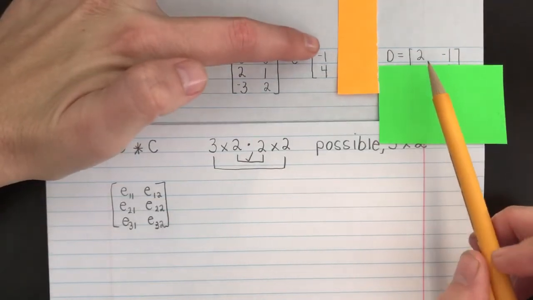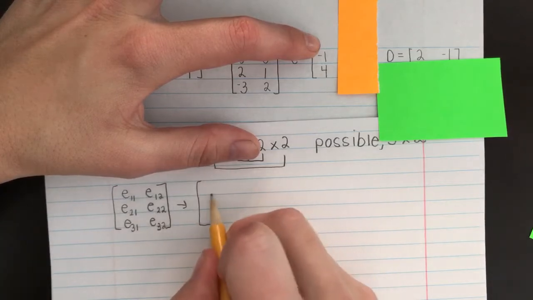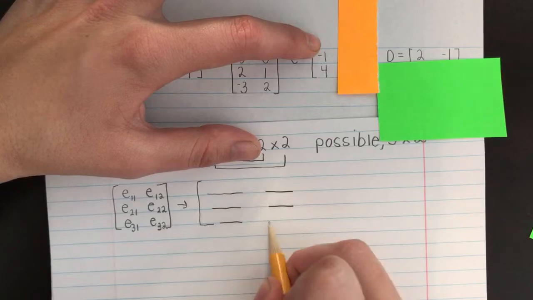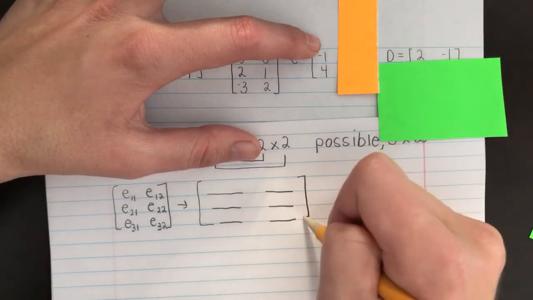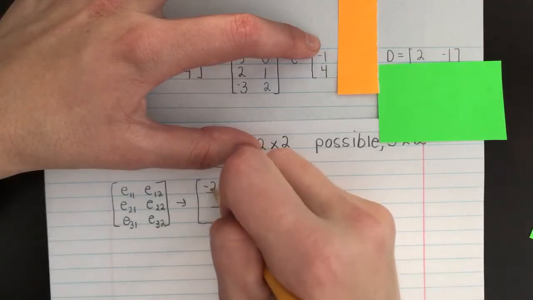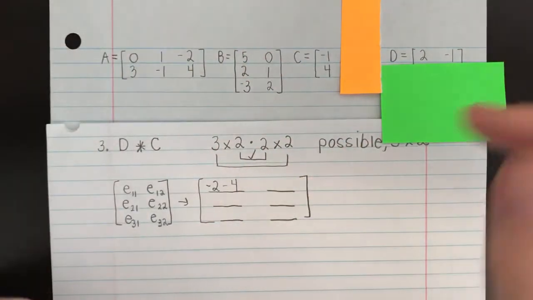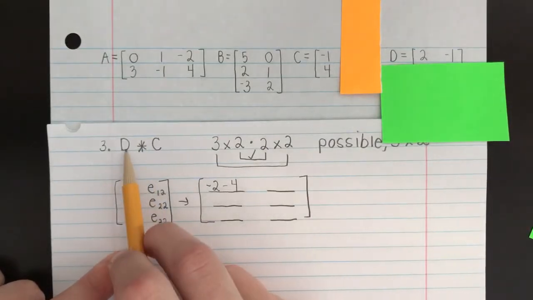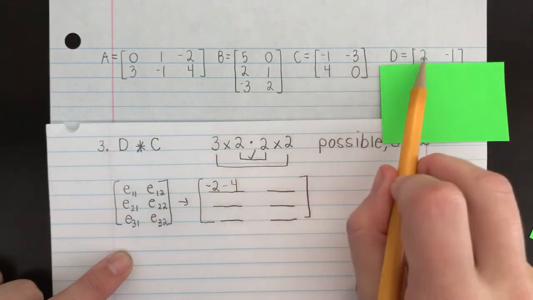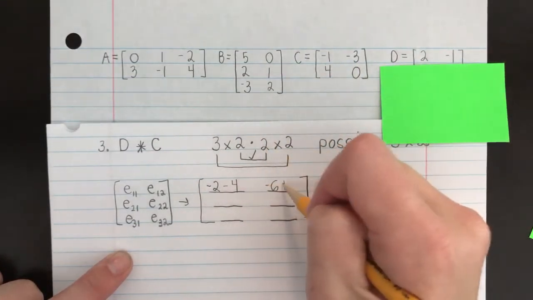So negative 1 times 2, oops, I better make my little blanks here. So I got a blank here, a blank here, a blank here, and we're good. Okay, so negative 1 times 2, which is negative 2, and then 4 times negative 1, which is negative 4. Okay, and then this means row 1 of D, but yet column 2 of C. So negative 3 times 2, which is negative 6, and 0 times negative 1, which is 0.